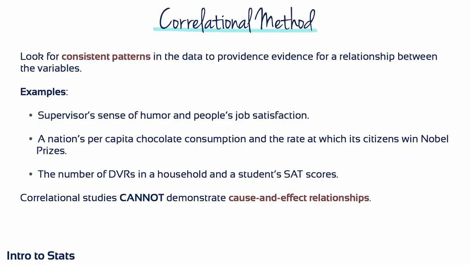A family that's well balanced, functional, and that has a high socio-economic status is probably going to have more DVDs and provide more resources for the educational needs of their children than families who struggle financially or who are dysfunctional. Correlational studies can only tell us a relationship exists between 2 variables. They cannot in any way demonstrate cause and effect.